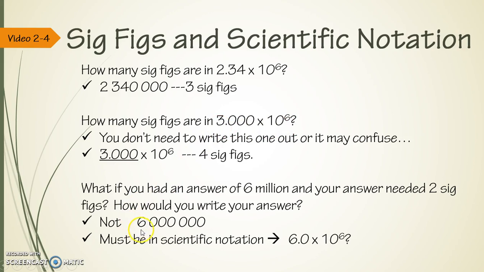So if you had to report 6 million and you could only have 2 sig figs, how would you write your answer? There's really no way to do this other than scientific notation. So you'd write 6.0 because this one again shows precision by being to the right of the decimal and to the right of any non-zero digits. So these 2 are significant, and then times your multiplier.